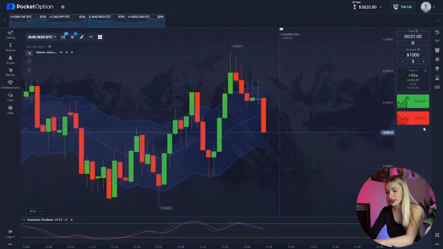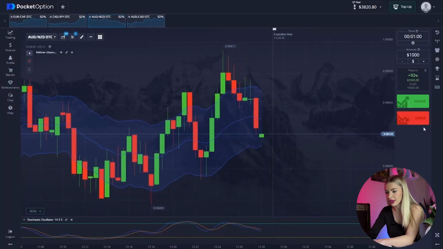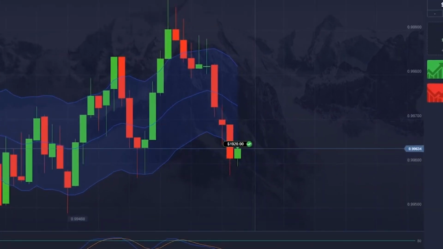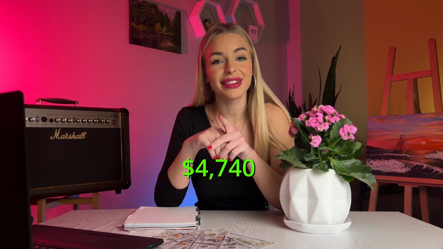Alright, the stochastic is pointing downward again. The bears just can't get enough of this juicy pair, pulling the market down. Oh, sheep, let's go short. Nice! Our total earnings are now $4,740. We are killing it, but we are not done yet.